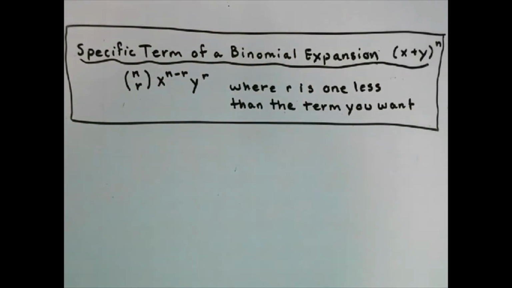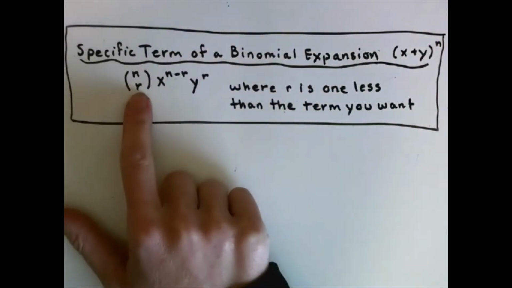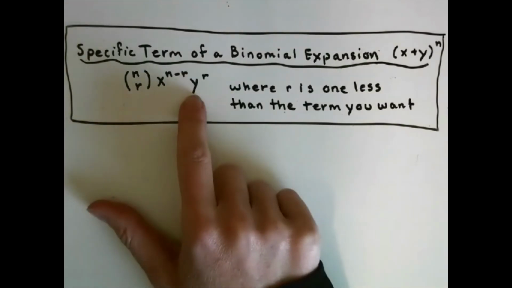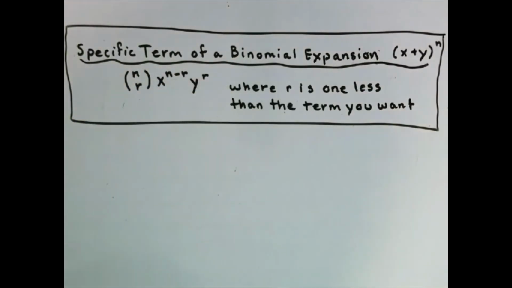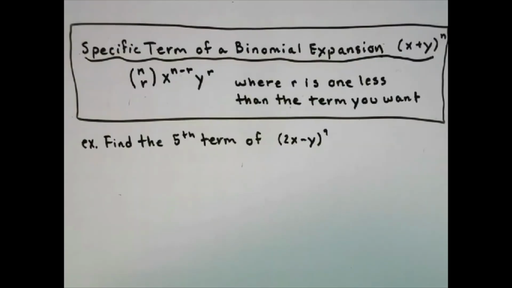In this last video, we're going to talk about if you want just a specific term in the binomial expansion. So we could write out the whole thing, but if I want something specific, we're going to use this formula. So if I have x plus y to the nth power, it's going to be n choose r, so remember this is a combination, x to the n minus r, y to the r, where r is 1 less than the term you want.